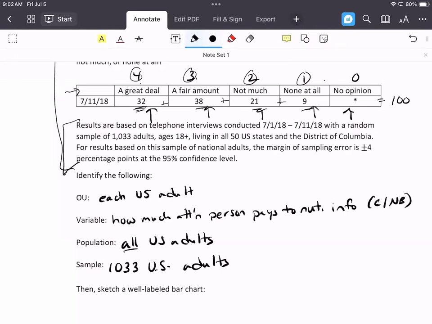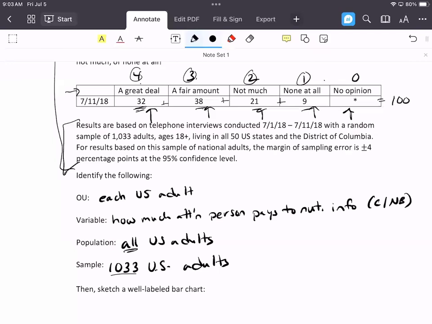The population we're interested in is all US adults. Well, can we ask every US adult how they feel? No. So that's why we're going to take a sample, and we chose a sample of 1,033 US adults. Remember, if I'd said what is the sample size, all you'd have to do is say the 1,033.